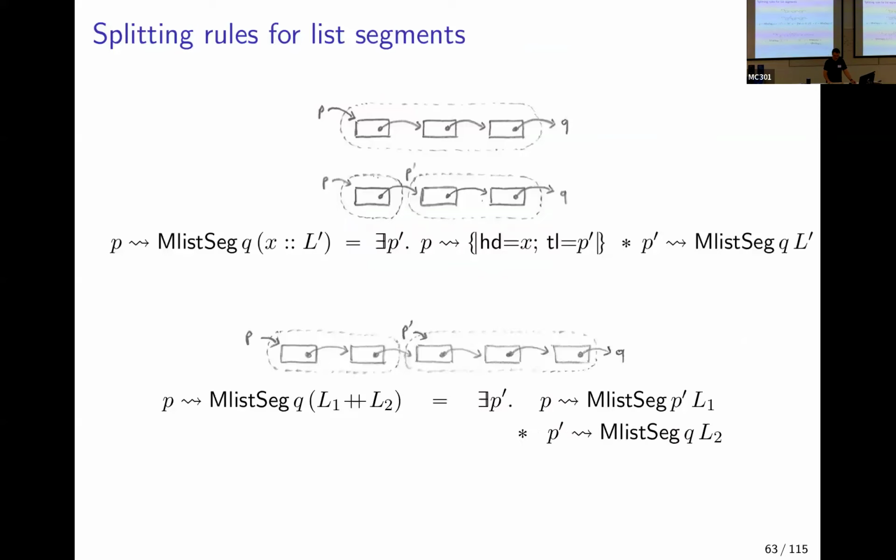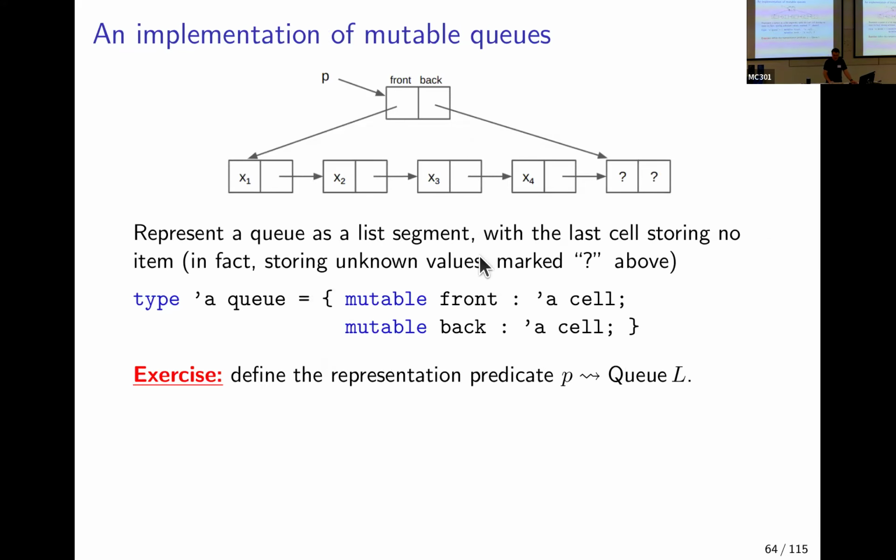So you have some reasoning on list segments. When you have a cons, you can split the list into two, like this. But if you have a concatenation of two lists, you can also split in the middle. You don't need to cut it at the beginning. And this is not helpful for lists only, but you can specify a bunch of other things this way.